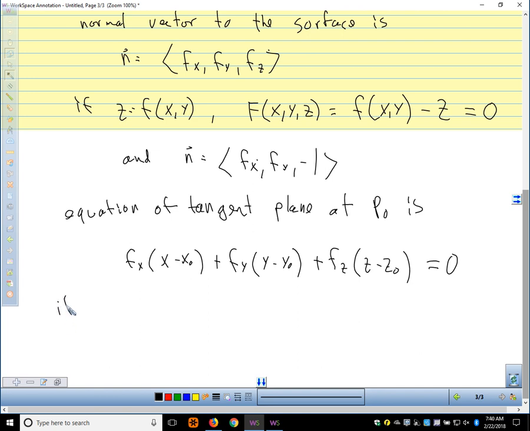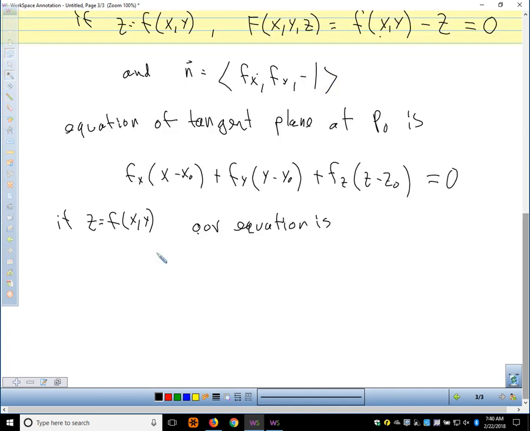If z equals f of x, y, then we're going to use this as our normal vector. We're going to say f of x, y minus z equals 0 is our three variable surface equals a constant. Our equation is f sub x, x minus x0, plus f sub y, y minus y0, minus z minus z0 equals 0.